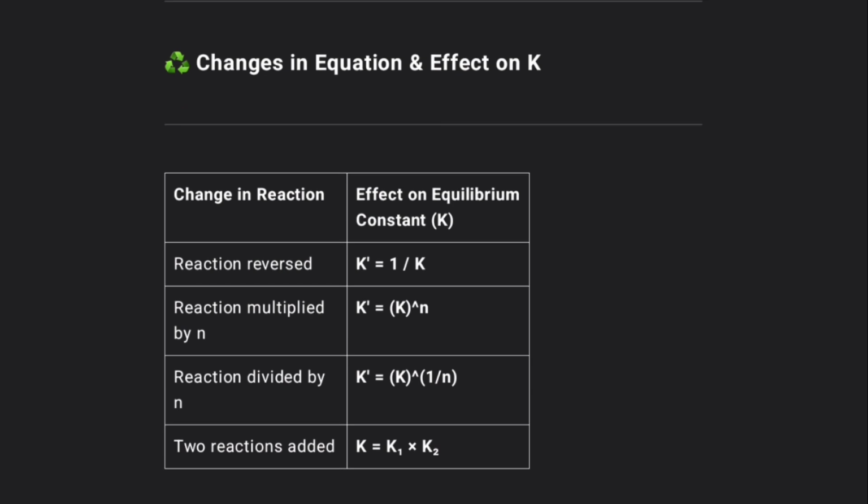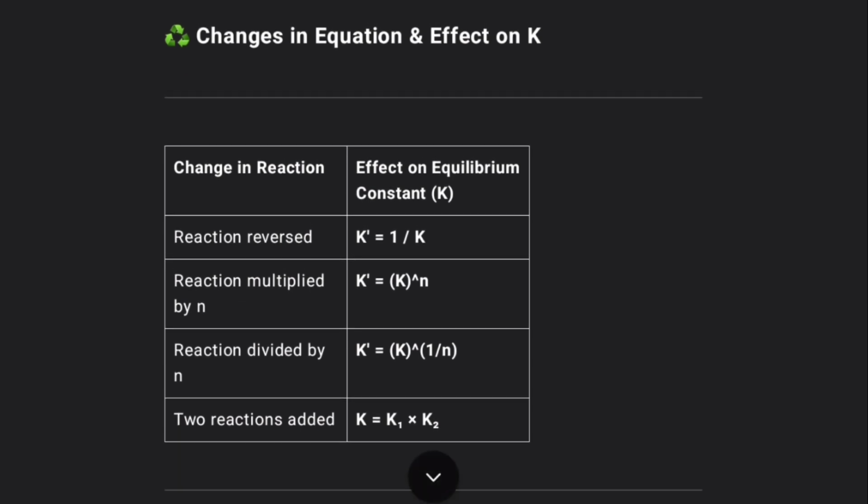Changes in the equation and their effect on K. Change in reaction, effect on equilibrium constant K: if the reaction is reversed, K becomes 1 over K. If the reaction is multiplied by N, K becomes K to the power N, and if the reaction is divided by N, K becomes K to the power 1 over N.